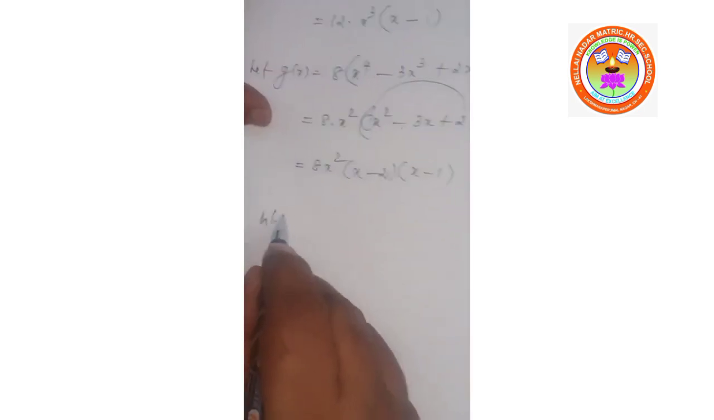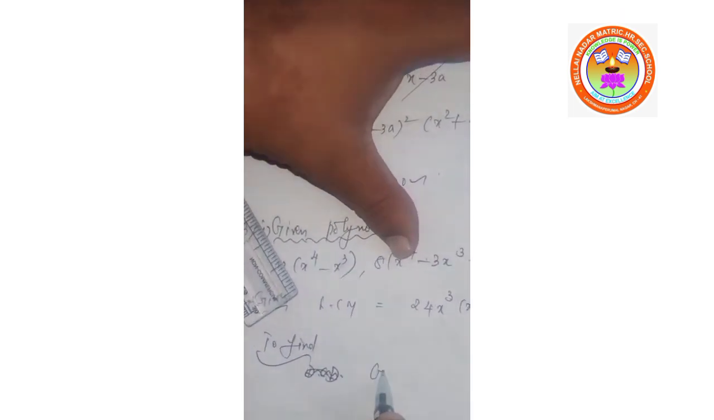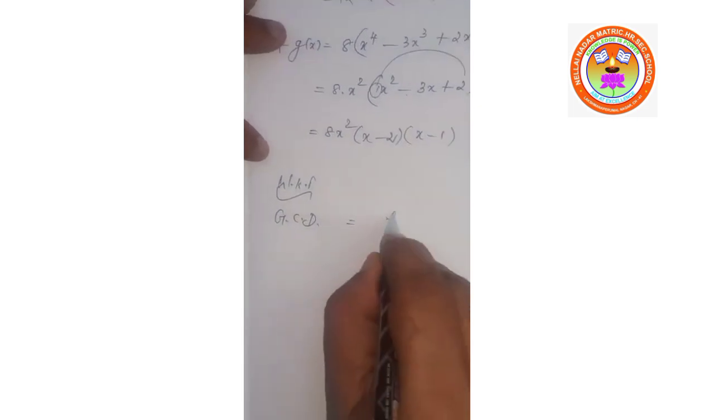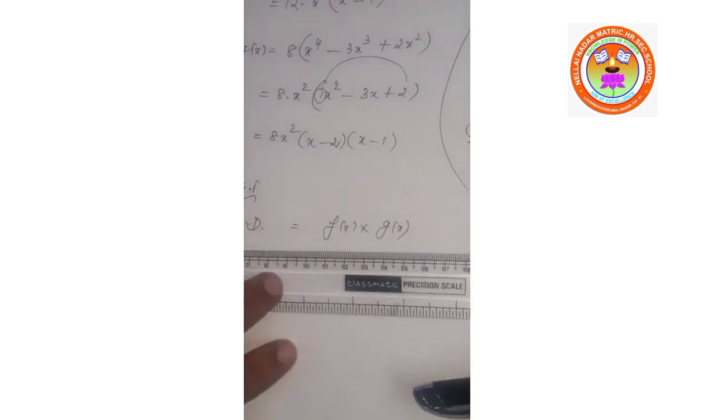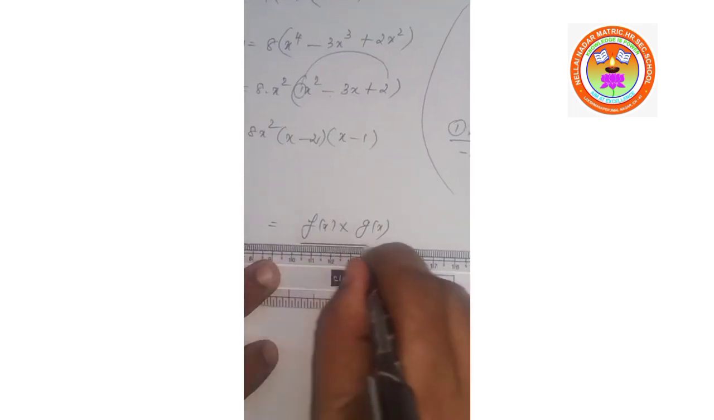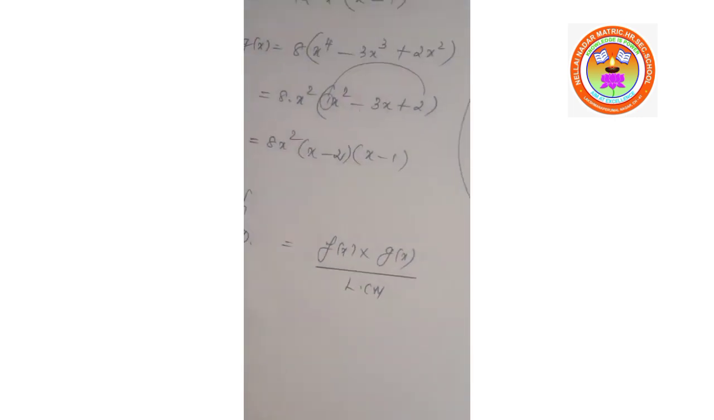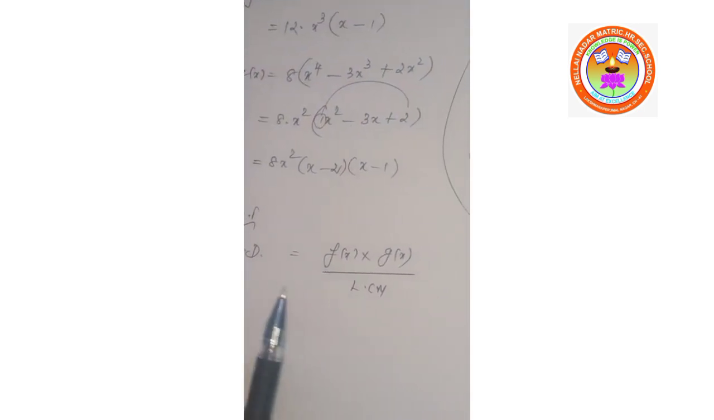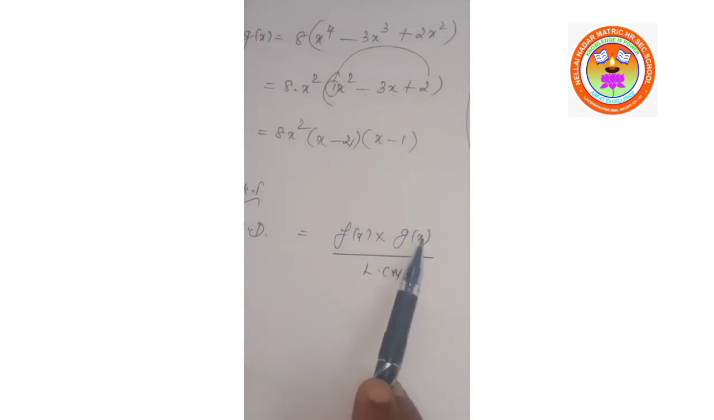Now remember the formula. You are asked to find out, listen here, not LCM, GCD. Sorry. LCM equals f of x into g of x by GCD. But you are asked to find out GCD. So GCD equals f of x into g of x by LCM.